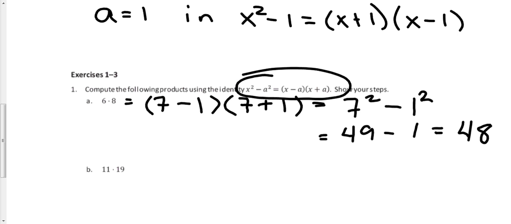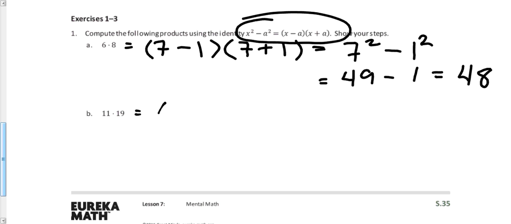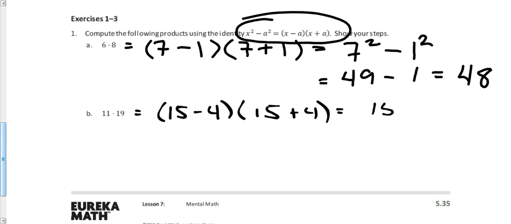All right, what are my two numbers? What are my two numbers for letter B? 15 and 4. So this equals 15 minus 4 times 15 plus 4, which equals what? Very good. And that yields me 225 minus 16, which is, what is that? That is 209?